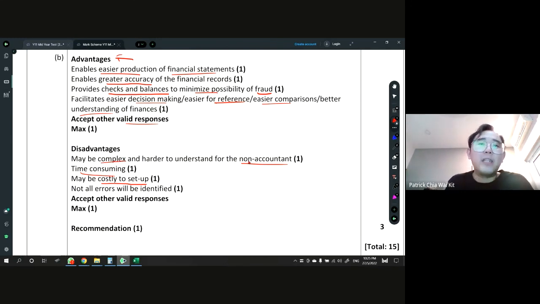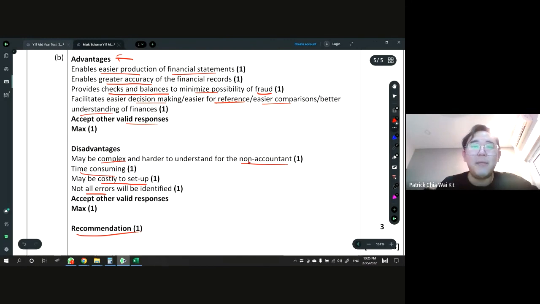Not all errors will be identified. We know that there are post-CC errors and stuff like that. So even if you do all your bookkeeping correctly, sometimes people make some mistakes, and then we cannot identify the errors easily. Then as usual, the recommendation, we'll give you the final marks.